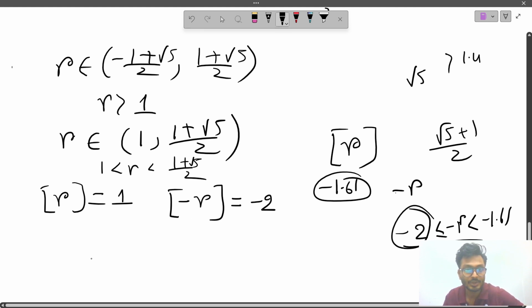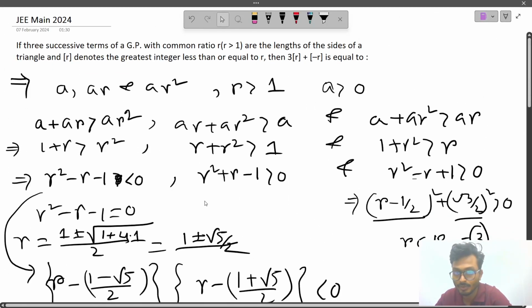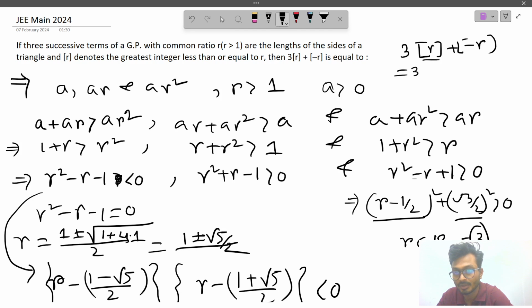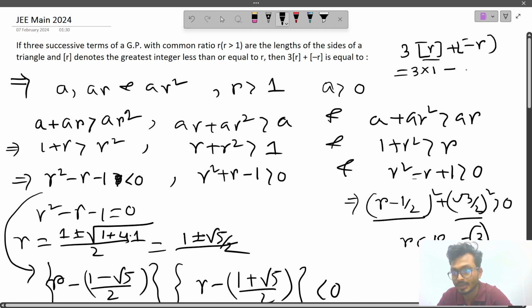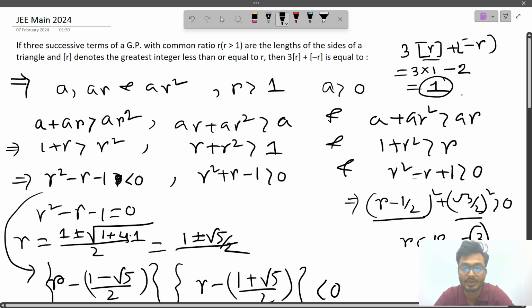Now what we have to find is 3 times the greatest integer of r plus the greatest integer of minus r. So this value is our 1, so this will be 3 into 1, and this value is our minus 2, so 3 minus 2 is 1. So what will be the answer for this question? This one will be the answer.